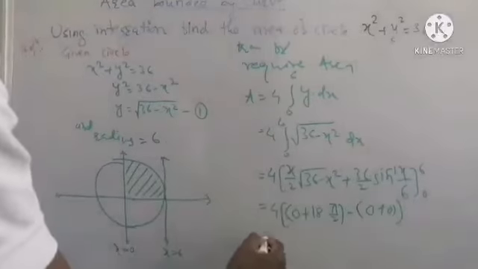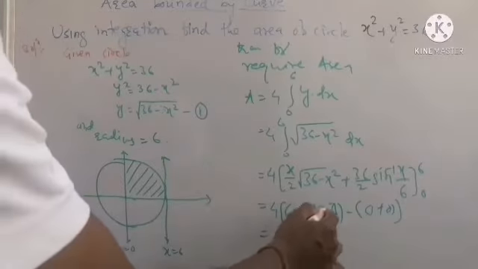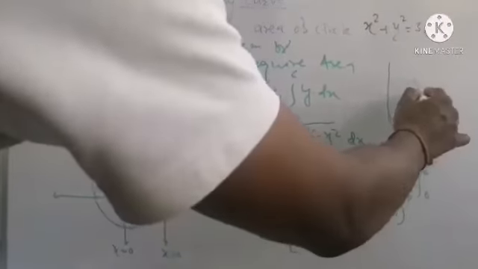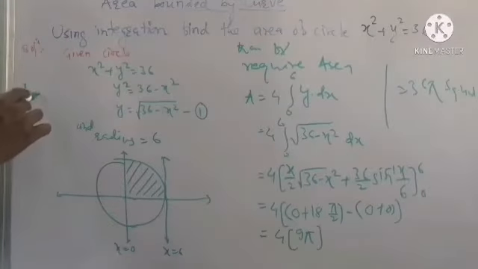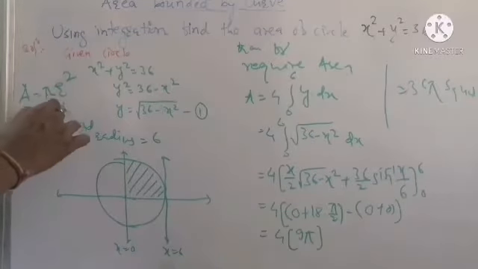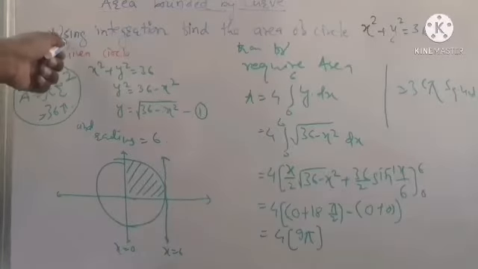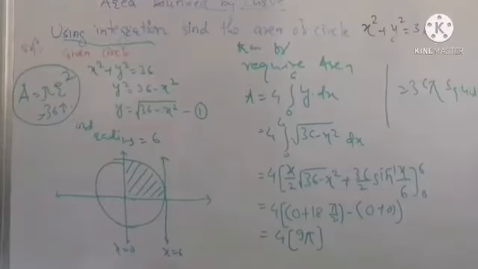Now simplifying, we get 4 into 18 pi by 2, that is 4 into 9 pi. So the required area is 36 pi square unit. As you know, the area of a circle has the formula A is equal to pi r square, and as r is equal to 6, the answer is 36 pi. We used this formula, but here we have to find it using integration, so we evaluated it using integration. The total area of the circle is 36 pi.